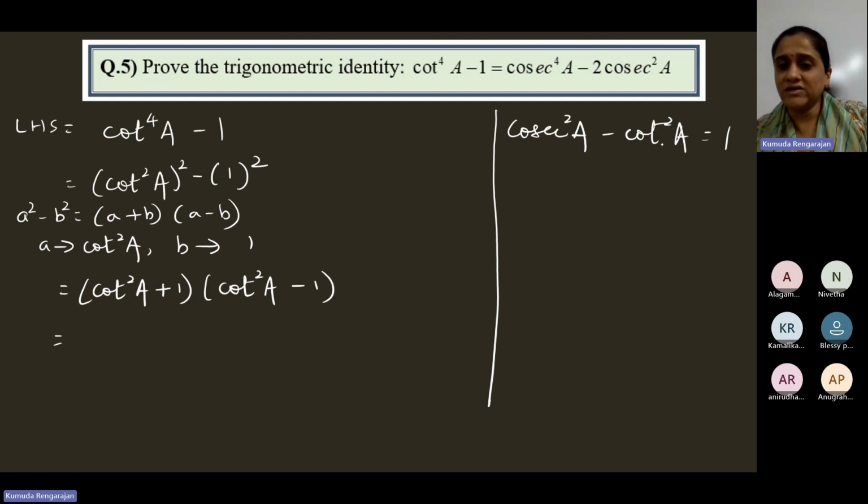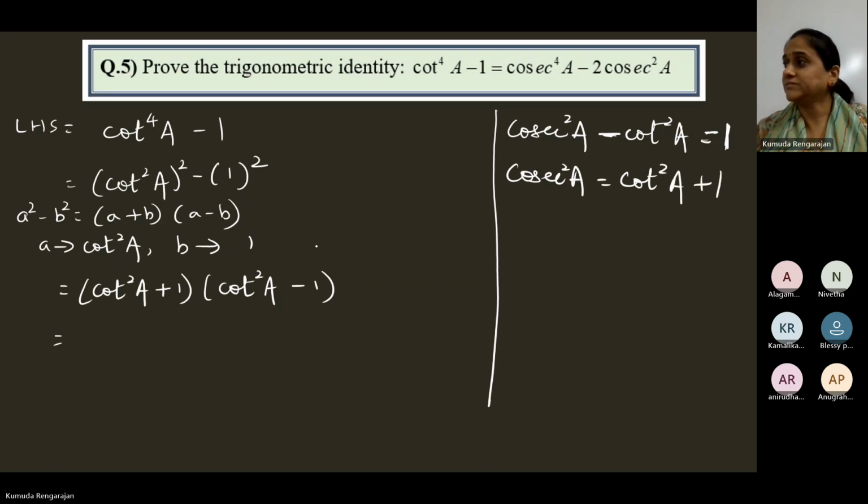Cosecant square A minus cot square A is equal to 1. We need to check if we can get for cot square A plus 1. This is already plus 1. Okay. So when you take this minus cot square A to the other side, it will be cosecant square A is equal to, now this minus when it comes here, it will be plus, no, so cot square A plus 1. So cot square A plus 1 is cosecant square A. Cot square A minus 1.